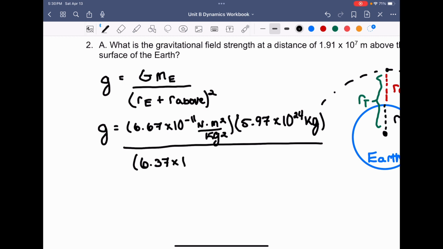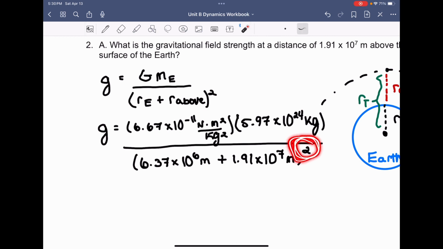And then this is divided by, here's where we got to be careful, all in brackets, 6.37 times 10 to the power of 6 meters, which is the Earth's radius, plus the radius from the surface above. This is the 1.91 times 10 to the power of 7 meters. And then remember the squared. I keep saying it, I feel like a broken record, but that squared in the denominator on the outside here, just make sure you add both of those terms together, then square it here.